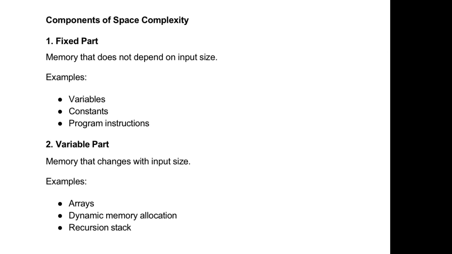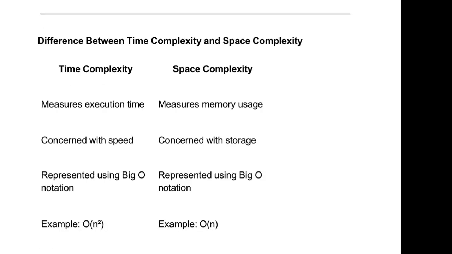Then differentiate between time complexity and space complexity. This is one of the important exam questions. Time complexity measures execution time, while space complexity measures memory usage. Time complexity is related to speed and space complexity is related to storage. Both are represented using big O notation. An example of time complexity is order of n square; another example of space complexity is order of n.